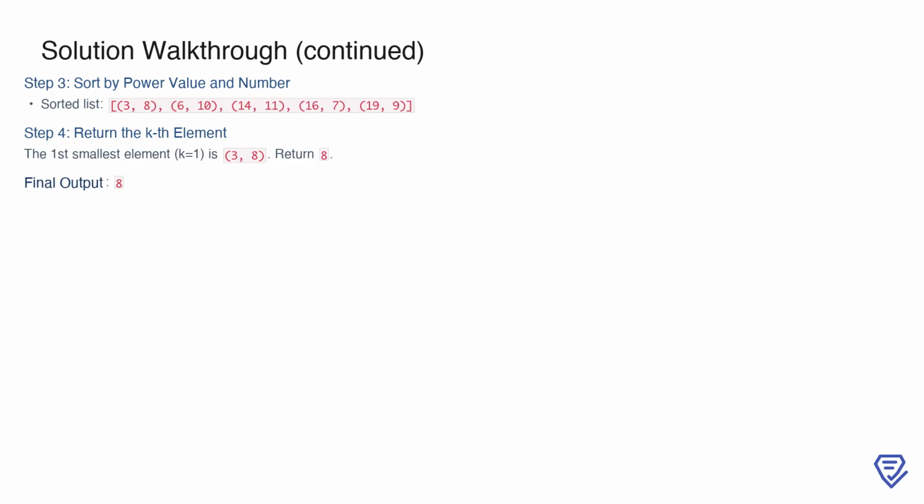When k equals 1, the first smallest element is 8. Therefore, we return the number 8 as the final output for this example. This concludes the process for get_kth(7, 11, 1), where the result is 8. By following these steps, computing power values, sorting the pairs, and selecting the kth smallest element, we can solve the problem efficiently for any given range and k.